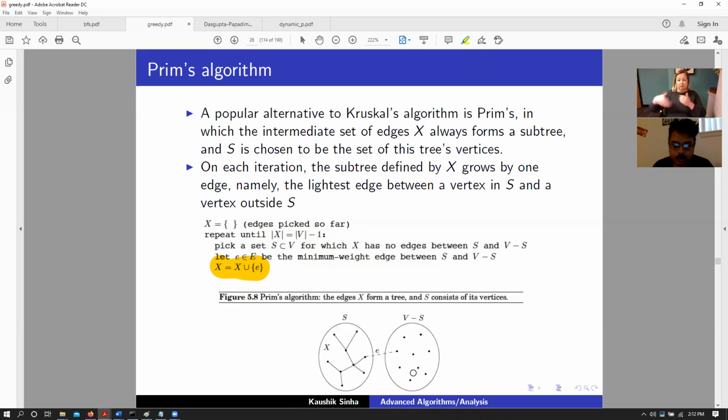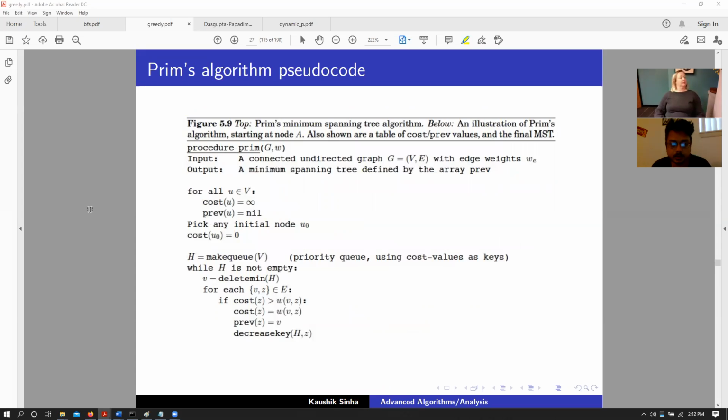Okay. So if we look at the entire pseudocode for this particular algorithm, we see that the input for this algorithm is a connected undirected graph with weights W and vertices V and edges E.